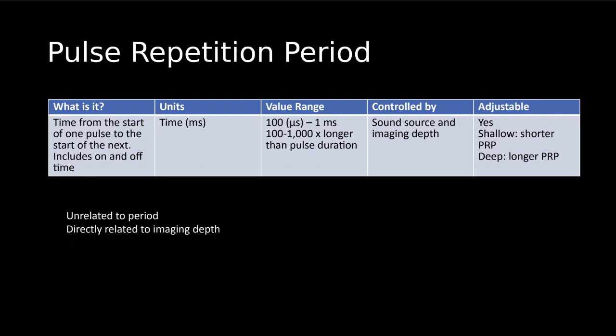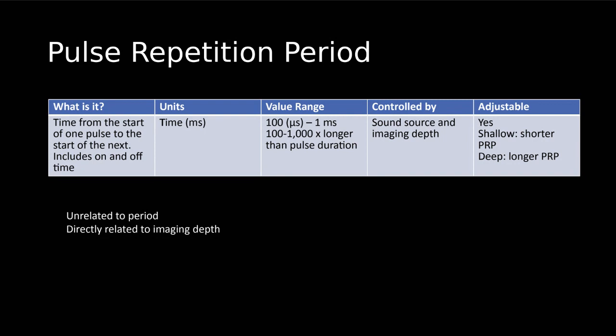before our next pulse gets sent in. This is measured in units of time, and the typical value range is going to be longer than our pulse duration, because pulse duration is the amount of time it takes to send in just the pulse. With pulse repetition period, we're looking at the time to send the pulse in, but also the time our system is listening before the start of our next pulse. So it's going to range from about 100 microseconds to 1 millisecond.